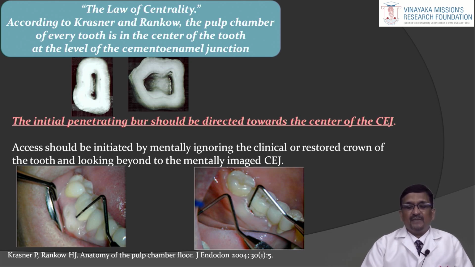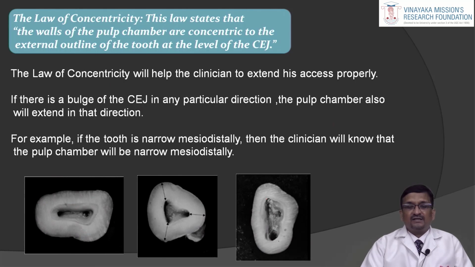Access should be initiated by mentally ignoring the clinical or restored crown of the tooth and looking beyond to the mentally imaged CEJ. Next, the law of concentricity states that the walls of the pulp chamber are concentric to the external outline of the tooth at the level of the CEJ. This law of concentricity will help the clinician to extend his access properly. If there is a bulge in the CEJ in any particular direction, the pulp chamber also will extend in that direction.